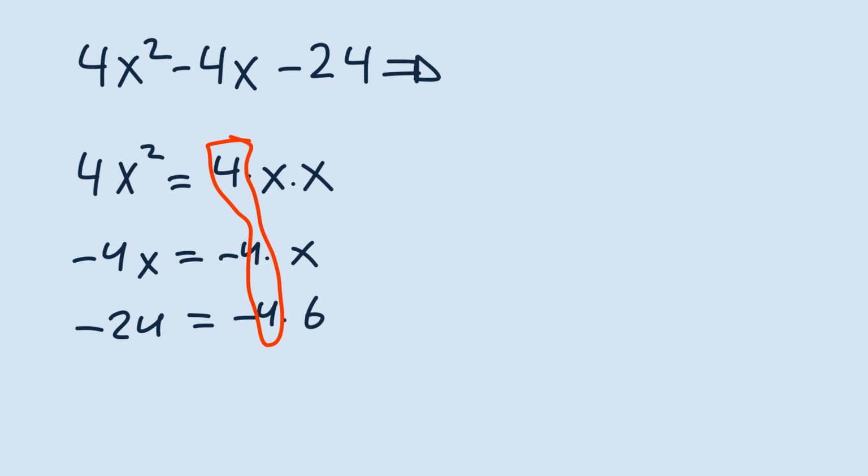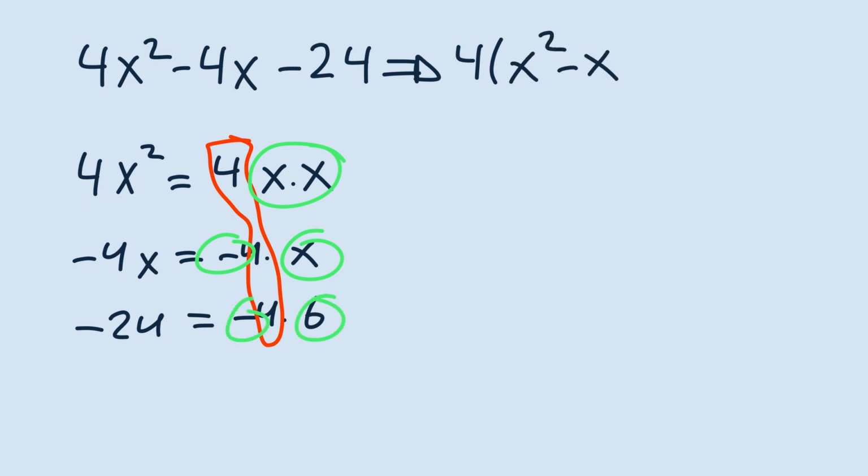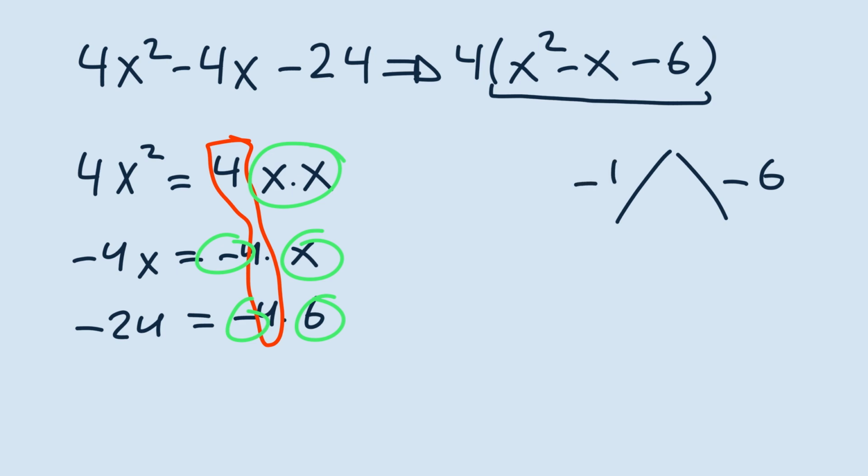So we can rewrite it as 4. Now we have to open the parentheses, and all the remaining variables I will put between the parentheses. So we have x squared minus x minus 6. Now again we have this quadratic. We can factor it. So we need to find two numbers that multiply to give negative 6 and add up to negative 1.